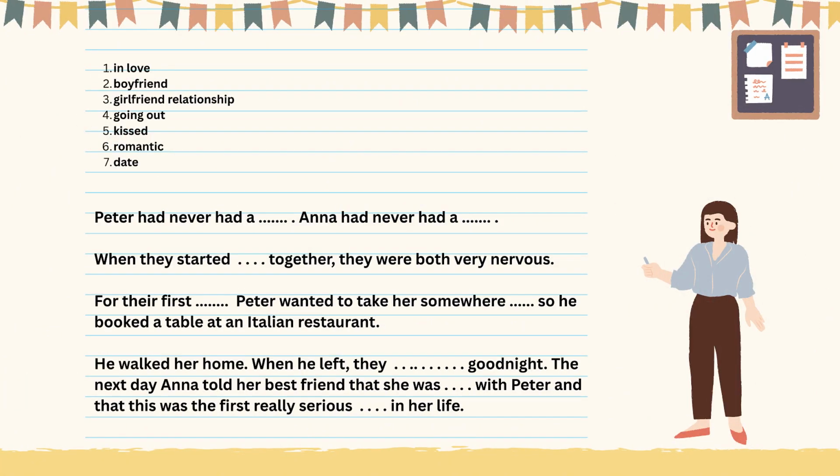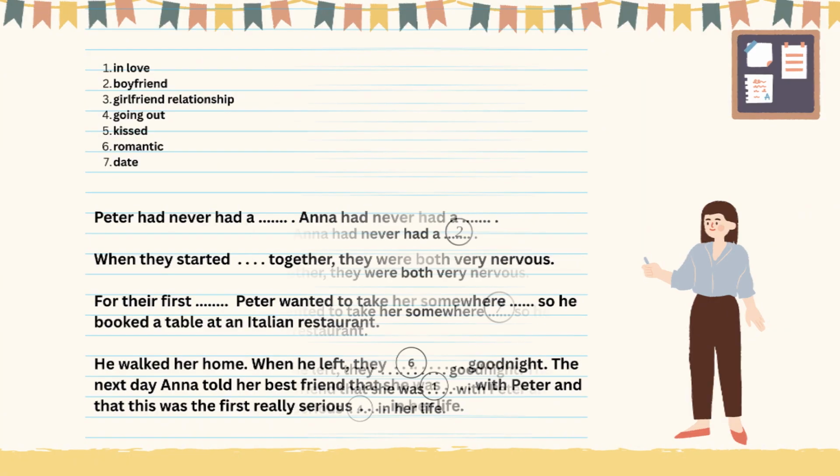On this slide, you can see a short text with missing words. Don't look for the answers yet. This text tells the story of how a relationship begins. As you read, focus on the meaning, not the grammar. Think about three things. Are we talking about a person, an action, or a feeling? Use the logic of this story to guess each word. Now, pause the video, take a few seconds, and try to complete it in your mind.